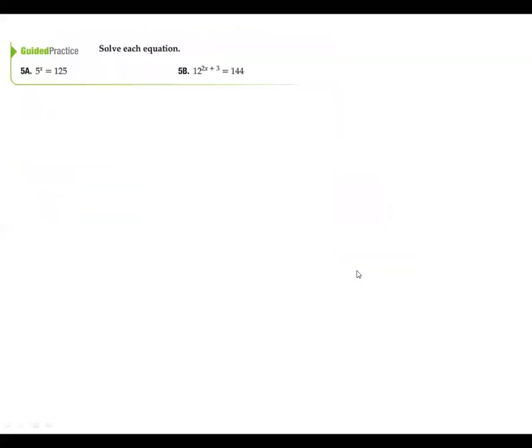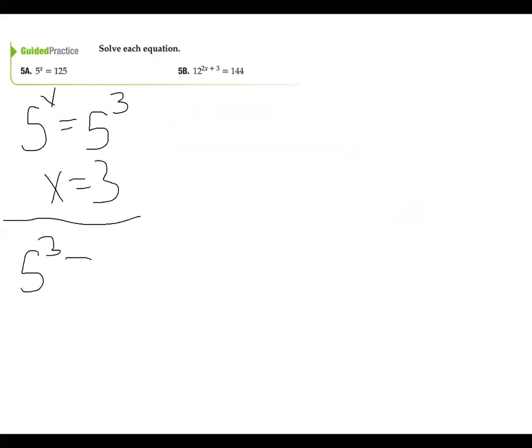Alrighty? All right, here's a couple for you to try. Go ahead and pause the video. Okay, we're back. So the first one, 5 to the x equals 5 to the third, because 125 is 5 cubed, so that means x equals 3. And if I check it, 5 cubed equals 125, and it does.